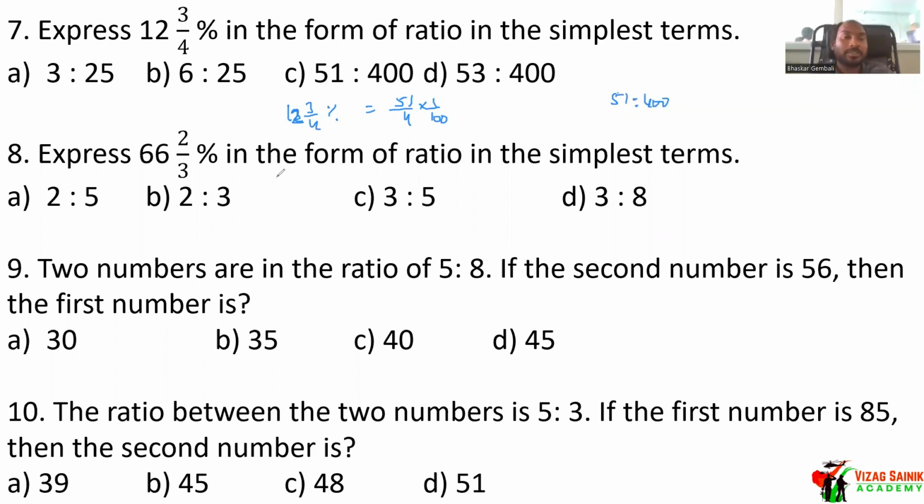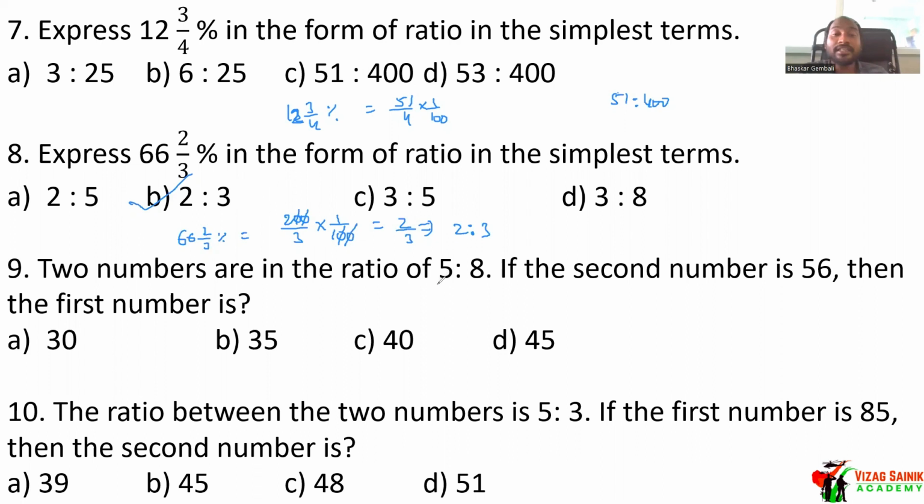Next question. Express 66 2 by 3 percent. 66 2 by 3 percent. So, 3 into 66, 198. 198 plus 2, 200 by 3. Percent and into 1 by 100. The zeros cancel. Middle 2 by 3. This means that we can write this as 2 is to 3. Option B. I hope everyone understood the simplest form. Simplest form means nothing more than that there should be no common terms. When there are no common terms and they are in whole numbers in comparison form, what do we call it? Simplest form.